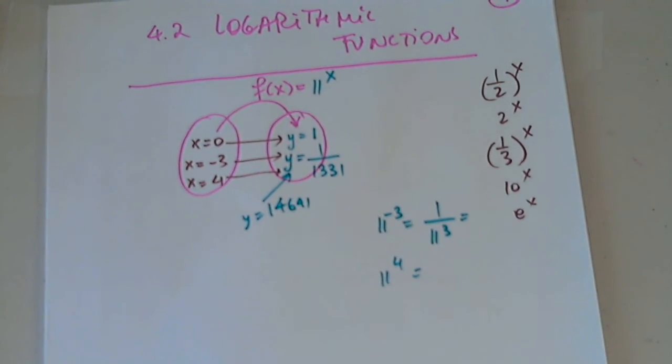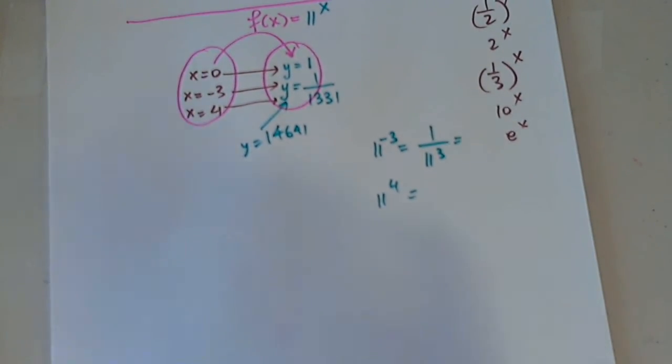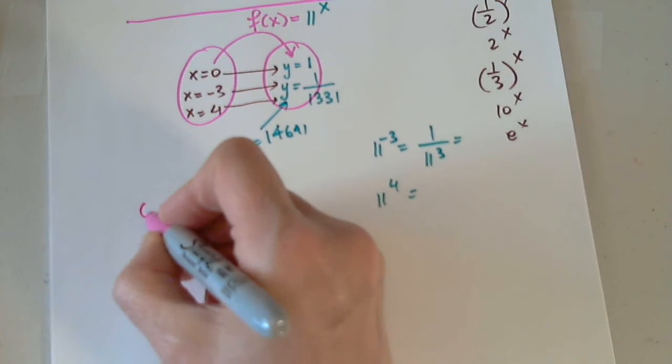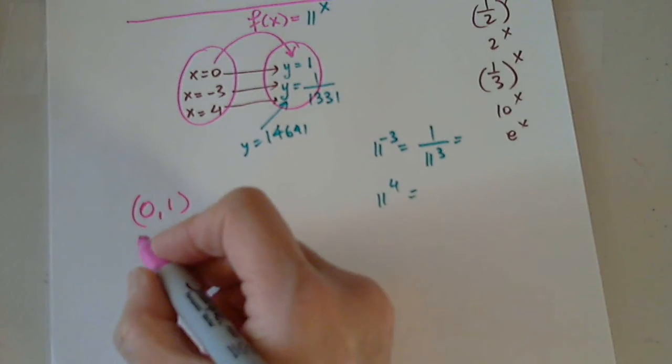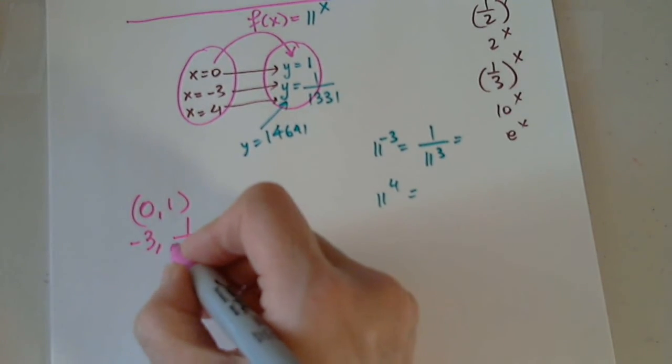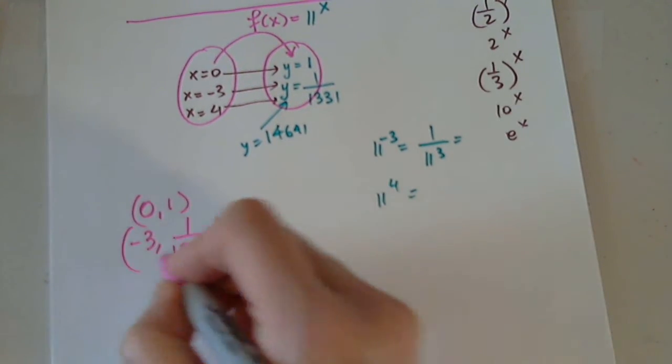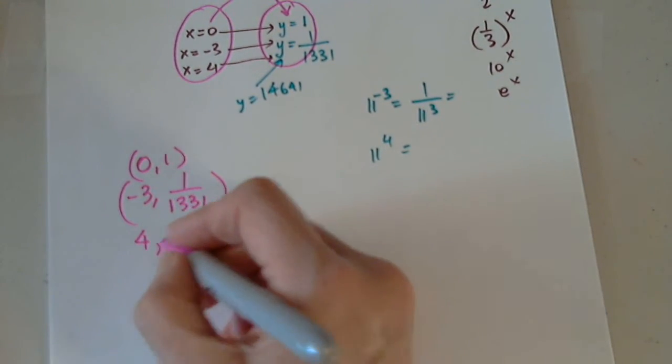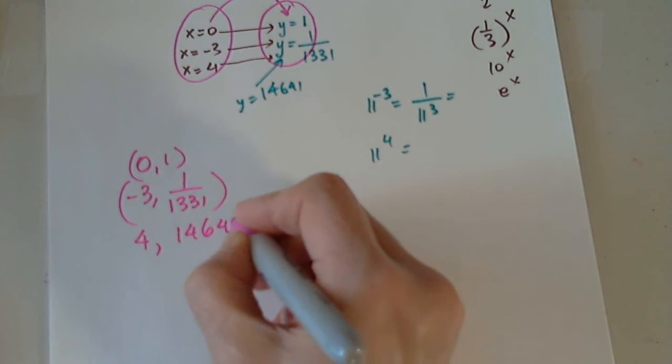So based on the function we picked, we determined 3 points: 0, 1. We determined -3, 1 over 1331. And we determined the ordered pair 4, 14641.